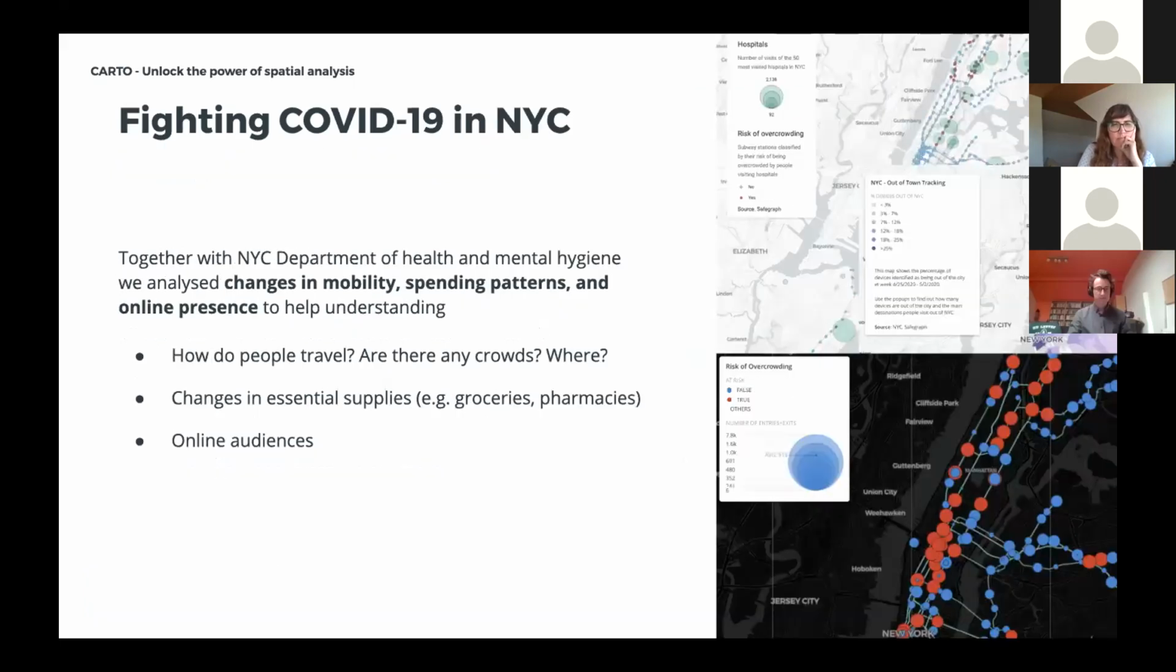We've also worked with the New York City Department of Health and Mental Hygiene to analyze changes in mobility, spending patterns, and online presence. For example, they were interested to understand how do people travel, if there are any crowds and where, or if there had been any changes in how people are spending in essential supplies stores like groceries or pharmacies. Or even how people were responding on an online platform like social media to COVID-19 related discussions, and how these were different in different areas of the city.